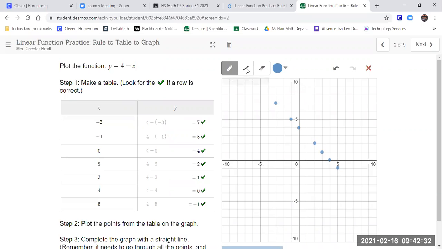Now I need to connect my line again. I need to make sure I use all the way to the edge of the graph. All the way to the edge of the graph. So what x would I have had to have in here to make it a +10 when I was done? Well, I had a -3 and that was 7. So I have to go farther than -3. So what +4 makes 10? What +4 makes 10?